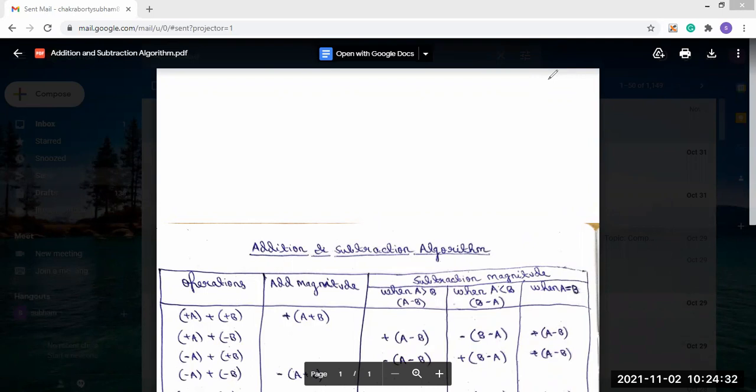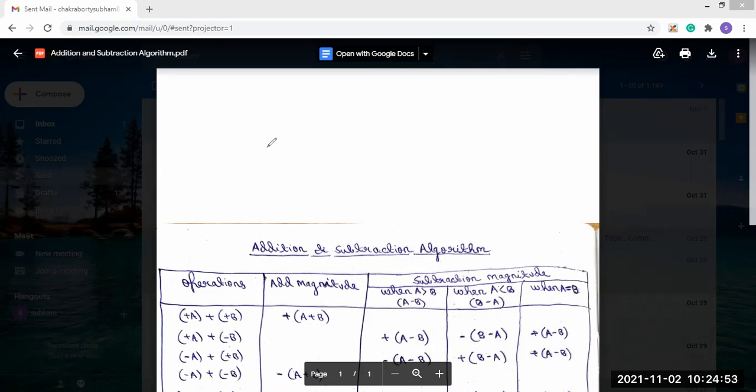This is very simple. Everyone has understood this from the beginning, because we know how addition can be performed. So if we perform addition, how many conditions are present?